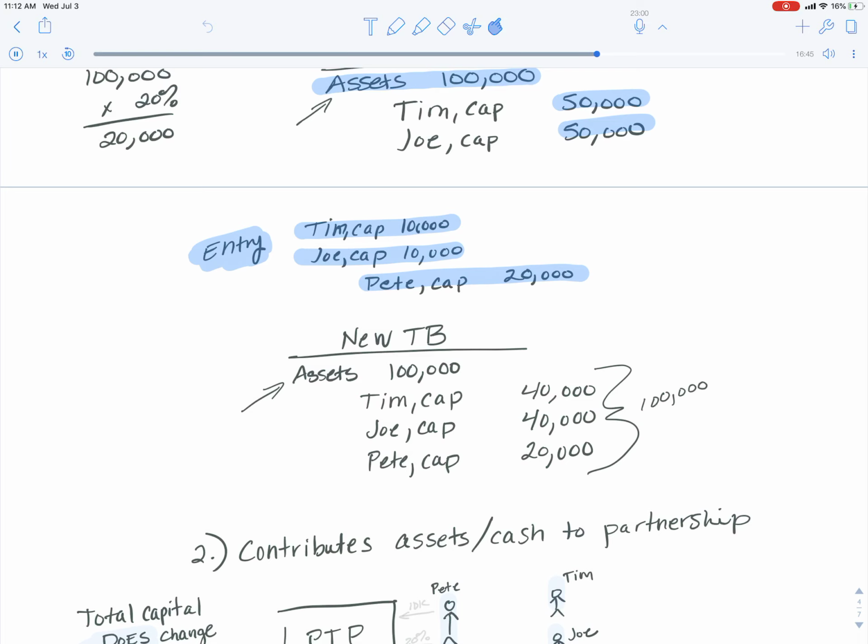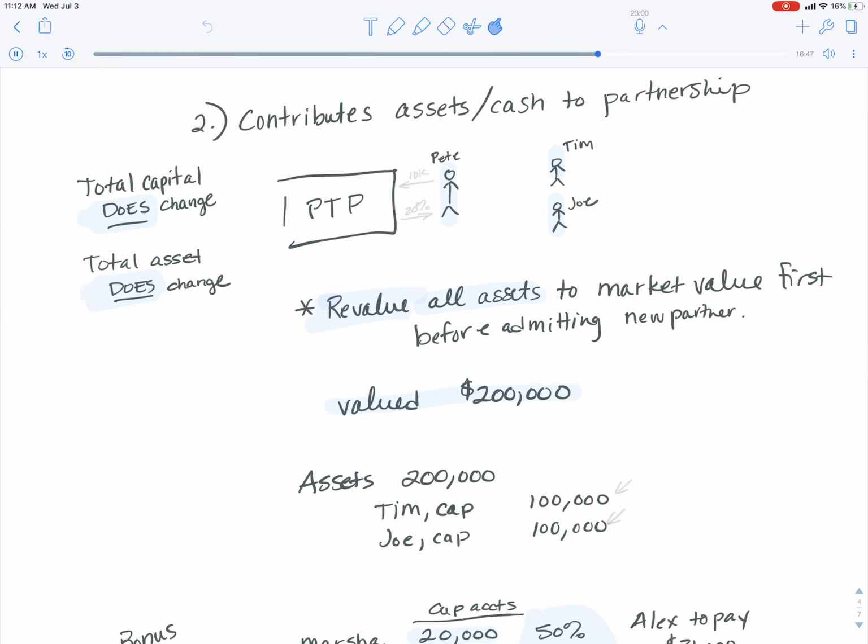That's the first way. The second way is a little more complicated in that we're actually going to be transacting with the partnership. So here's Tim and Joe over here, and here's Pete. And it's the same deal. We want to pay $10,000 for 20% interest.